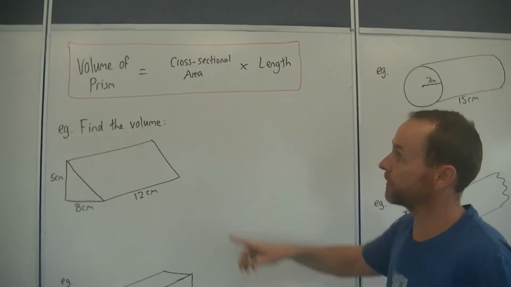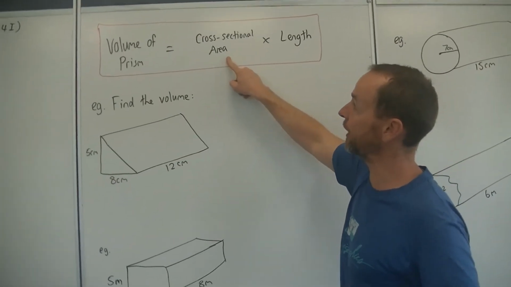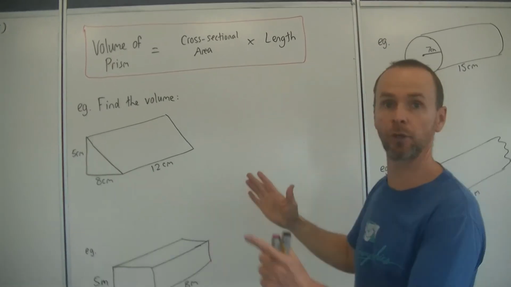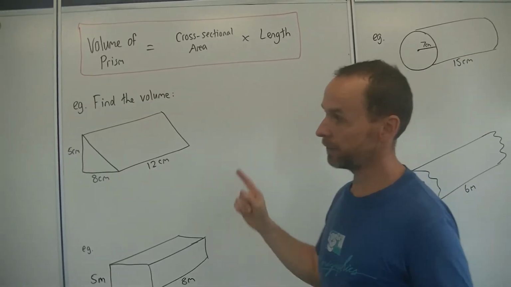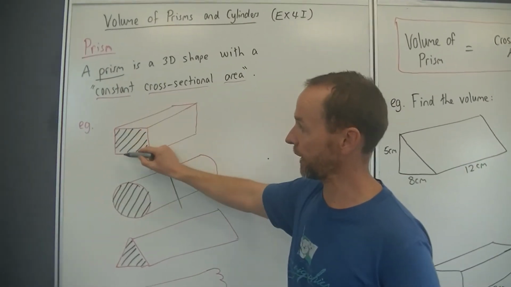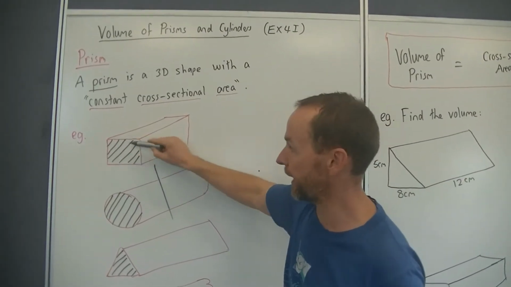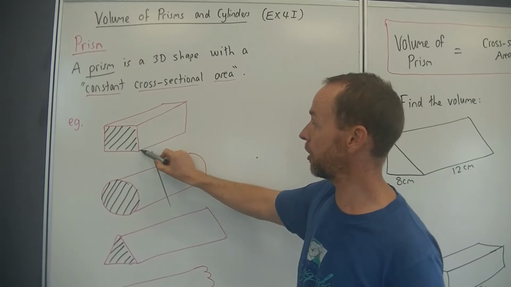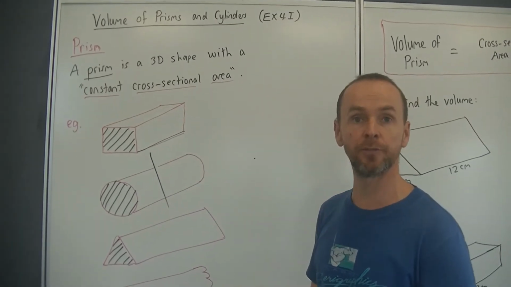The volume of a prism is the cross-sectional area times by the length, how long the shape is. So, if we go back to here, we know that this one, the area of that is a rectangle, length times width. Work out the area of that in one step, then times it by the length, how long the shape is, and there's your volume.